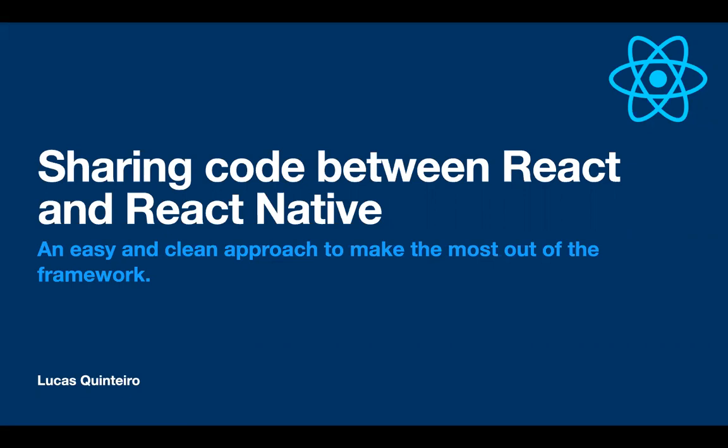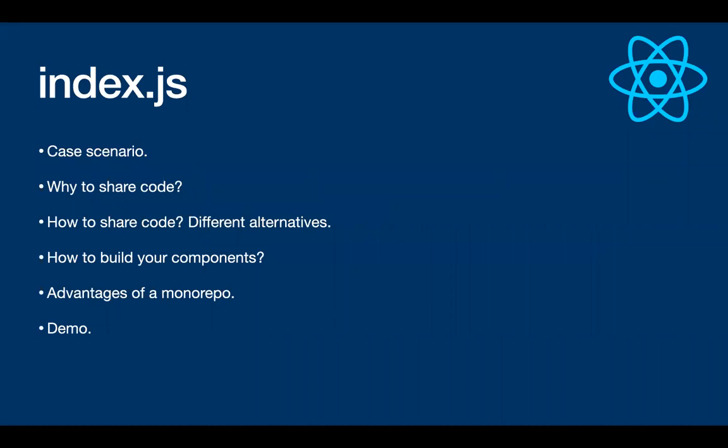And in this presentation, we will talk about sharing code between React and React Native. So this is our index.js. This will be what the presentation is about. We will first see the case scenario where to apply this, then why to share the code, how to share it, showing different alternatives, and how to build your components, and the advantages of a monorepo, and then a real quick demo to show it working.